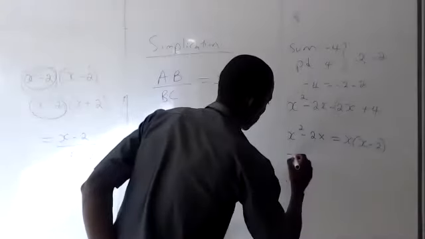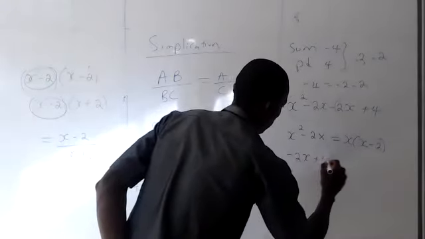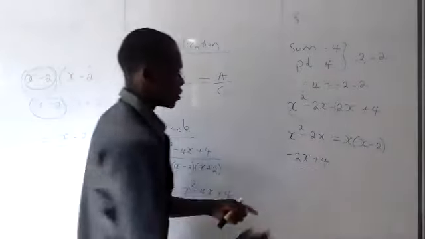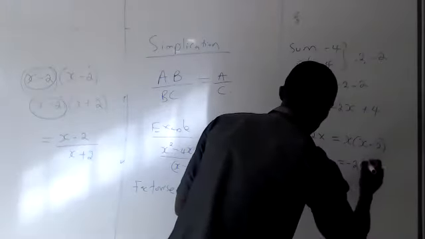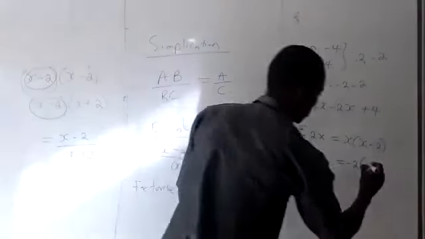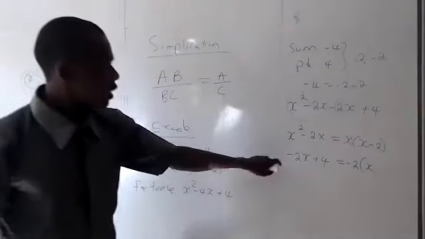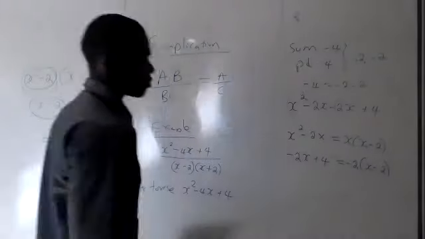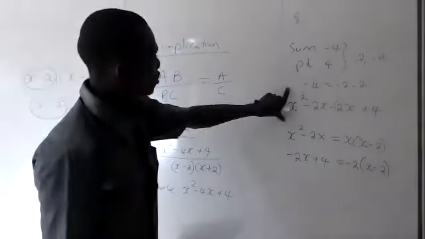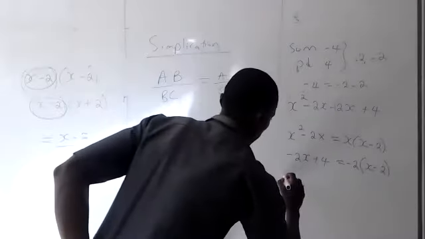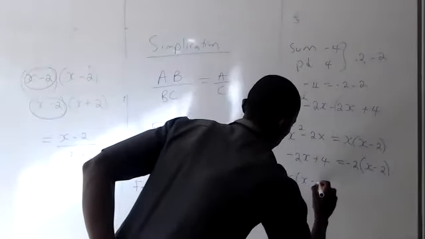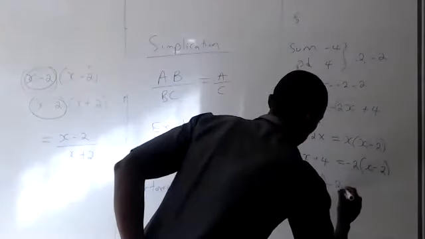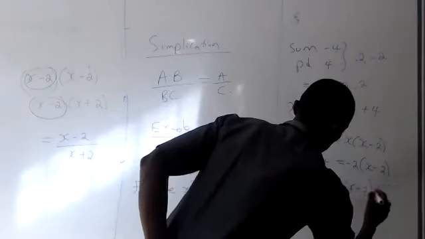Then the second part, minus 2x plus 4. The common factor in this case is -2. So we want to pull out -2. -2 into -2x, we get x. And then -2 into +4, we get -2. So now, instead of x squared minus 2x, we have x multiplied by (x minus 2). And instead of -2x plus 4, we have -2 into (x minus 2).